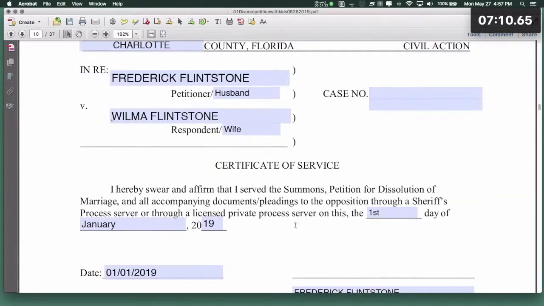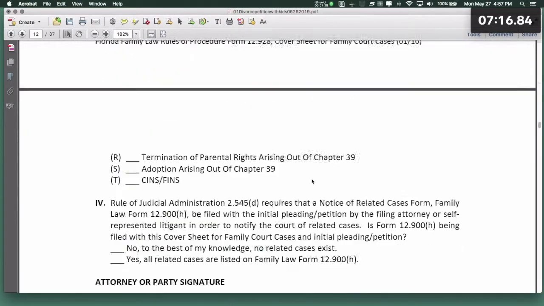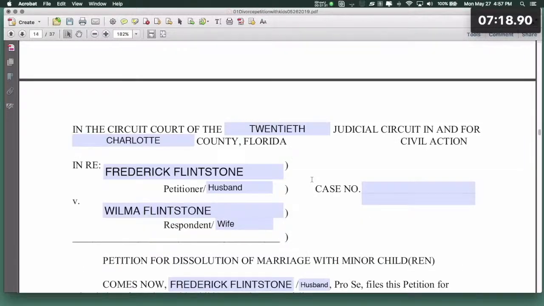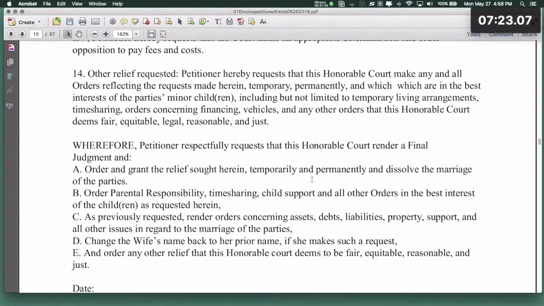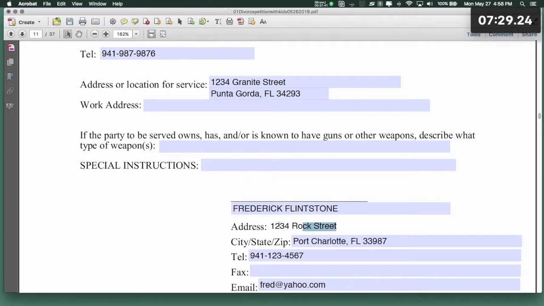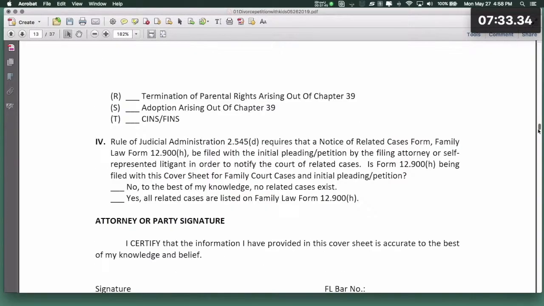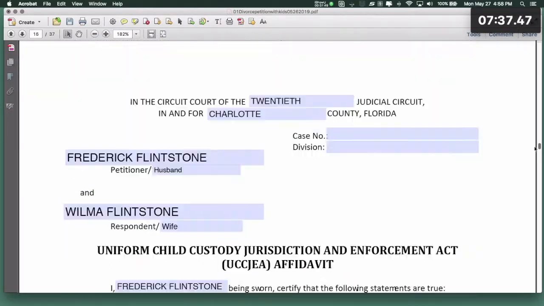Okay, so we're almost done. There's a couple places we got to go to fix a few things. One is the UCCJEA. UCCJEA, what does that mean? It's just a form that tells the court where the children have lived for the last 5 years. Okay, and it's got to be filled out. Plus a financial affidavit has to be done. Those can't be interlinked fields. So we're just going to go ahead and do those.